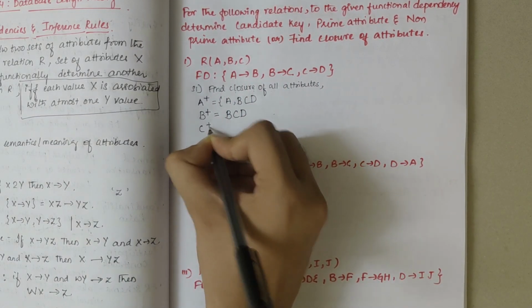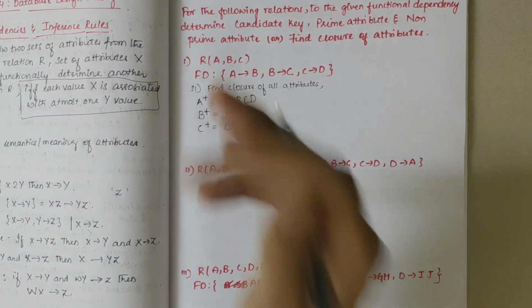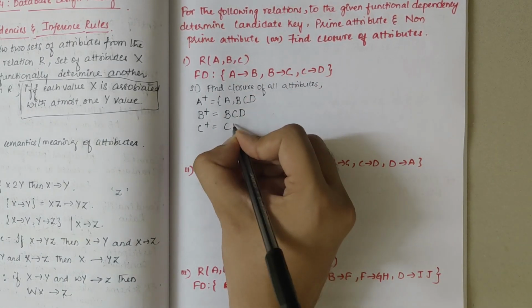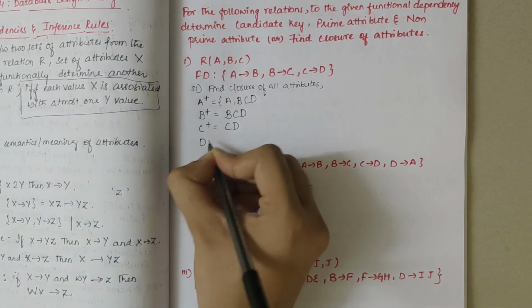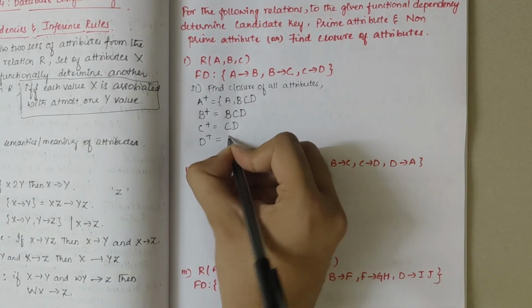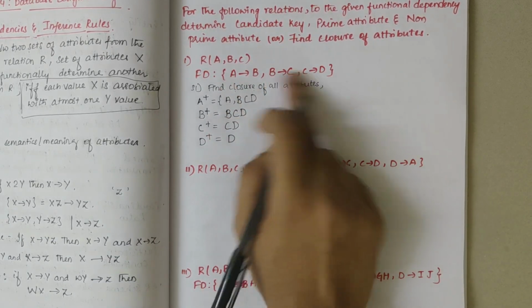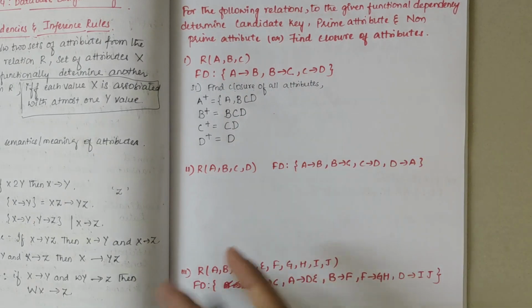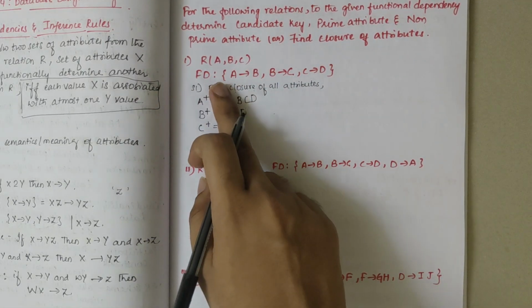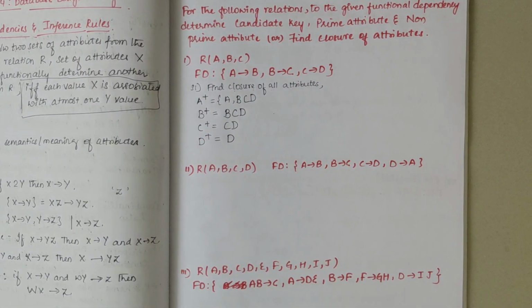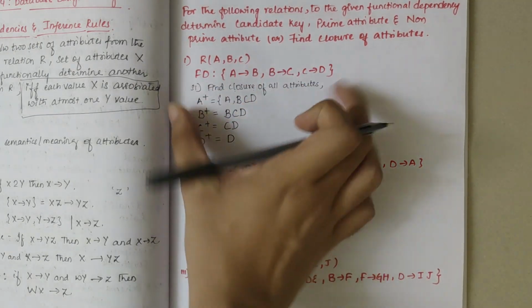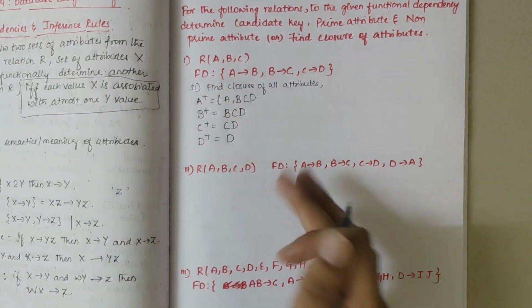Next, we'll write C closure. C closure contains C firstly, and then C determines D. So I'll write D here. Then D closure: I'll write D first, and then check if D determines any other attribute. No, there's no functional dependency for D here. So these are the closures of all the attributes. Our first step is done.